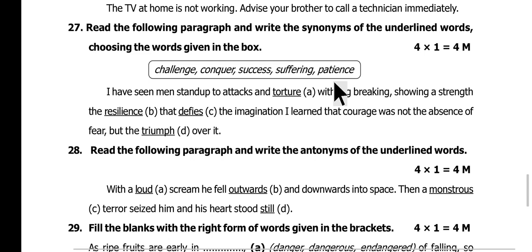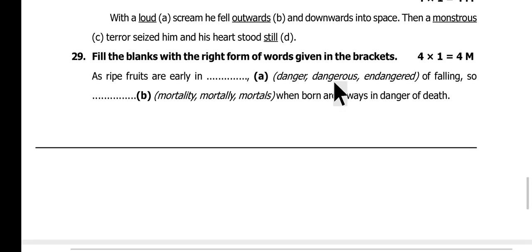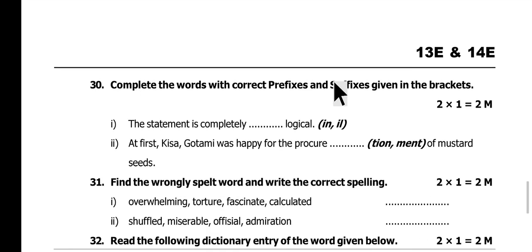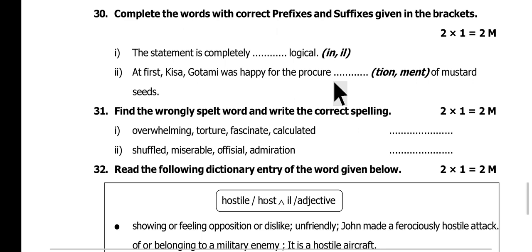So there will be 5 to 6 synonyms applied here related to this particular context or paragraph. Then followed by antonyms, then followed by right form of the verbs. 30th is prefixes and suffixes. The statement is completely illogical. At first, Kisa Gautami was happy for the procurement. So here the suffix is -ment, and which suffix is suitable to complete the sentence meaningfully.